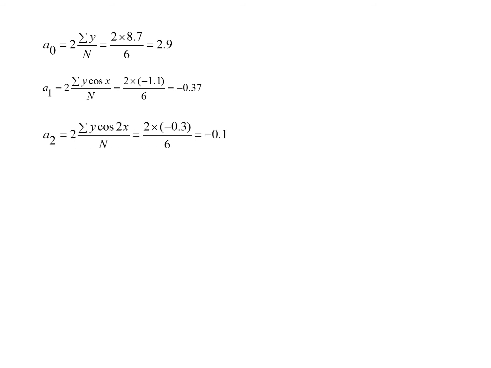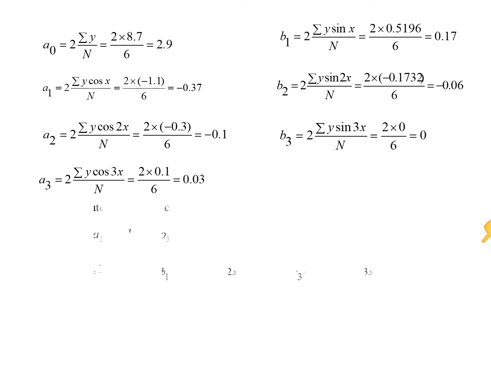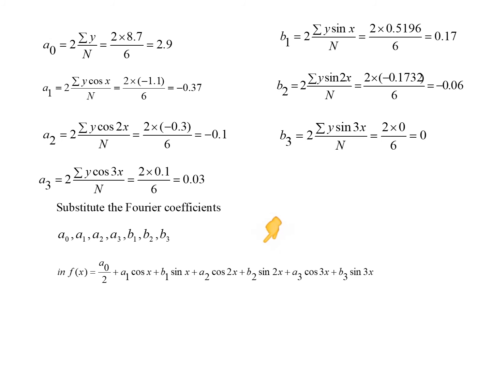Same way you have to substitute sigma y cos 2x value in a2 formula and you can find the answer for a2 and a3. So likewise we have to find even the b values. So b1 is 2 into sigma y sin x divided by N. So the addition of the column, sigma y sin x, that will be the sigma y sin x value. You can substitute here. Similarly, you can find b2 and b3 values. And now substitute all the values of a0, a1, etc. till b3 in your Fourier series.